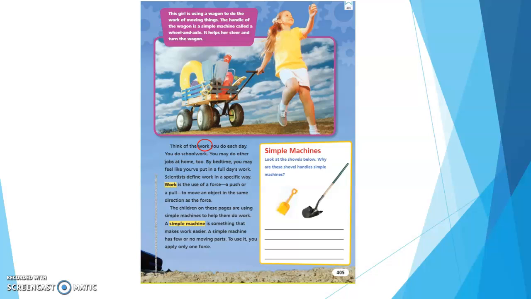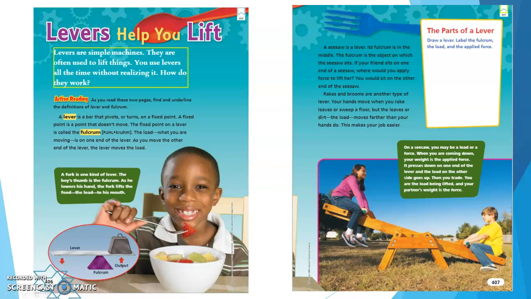Simple machines. Look at the shovels below. Why are these shovel handles simple machines? Shovels have no moving parts and make the work easier. Levers help you lift. Levers are simple machines. Yes. They are often used to lift things. You use levers all the time without realizing it.